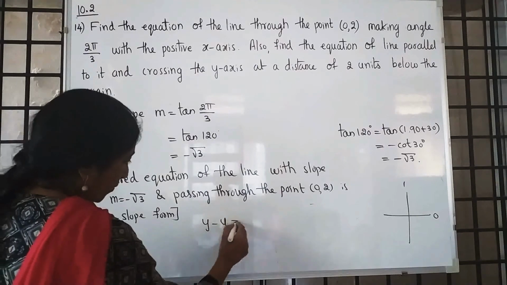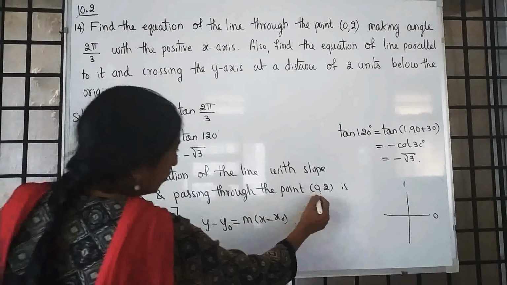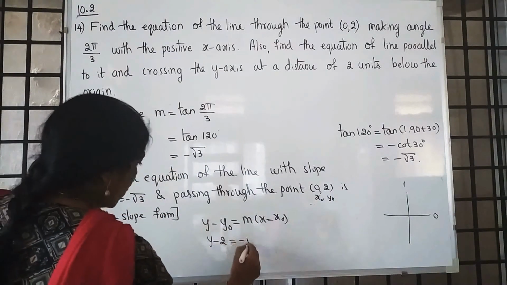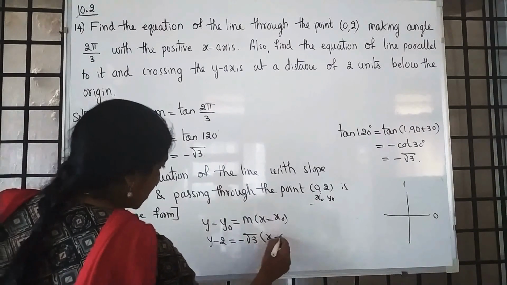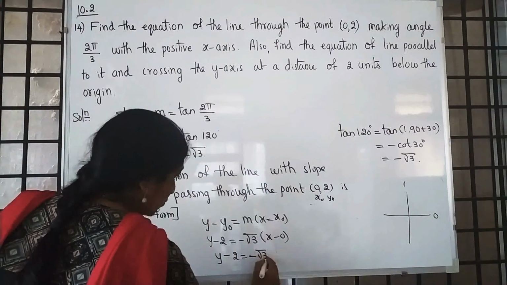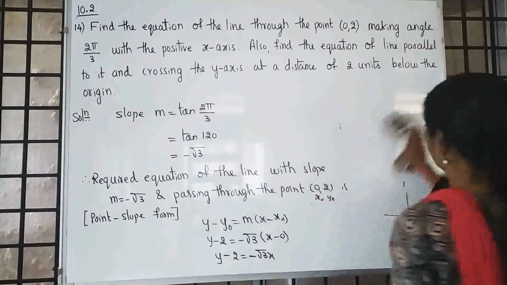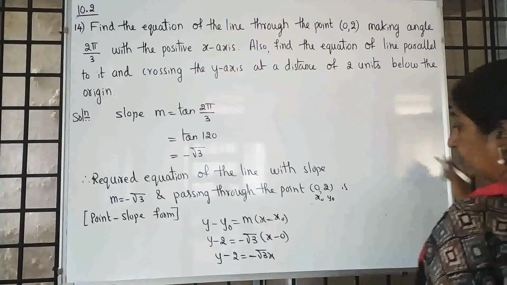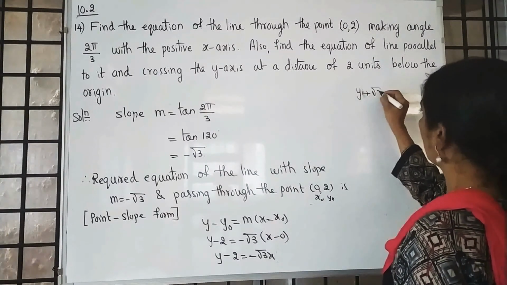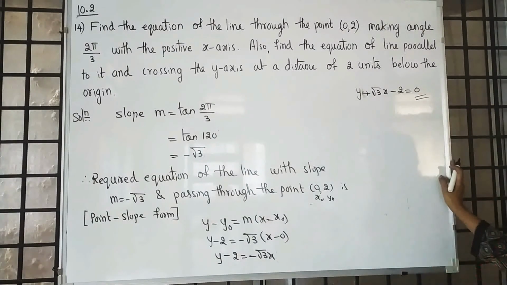y minus y naught is equal to m into x minus x naught. This point is x naught, y naught. y minus 2 is equal to minus root 3 into x minus 0. y minus 2 is equal to minus root 3x. When you rearrange, you will get y plus root 3x minus 2 is equal to 0. See, this completes one half.